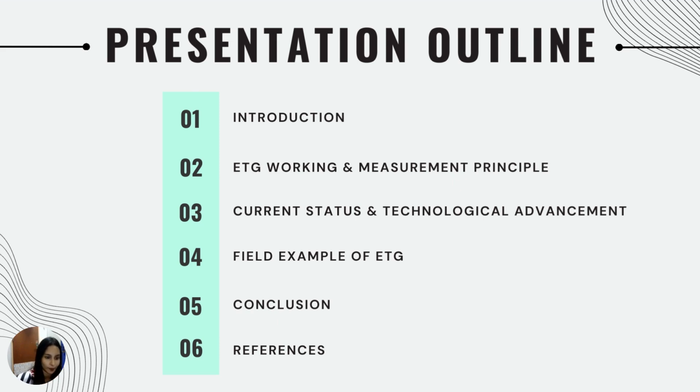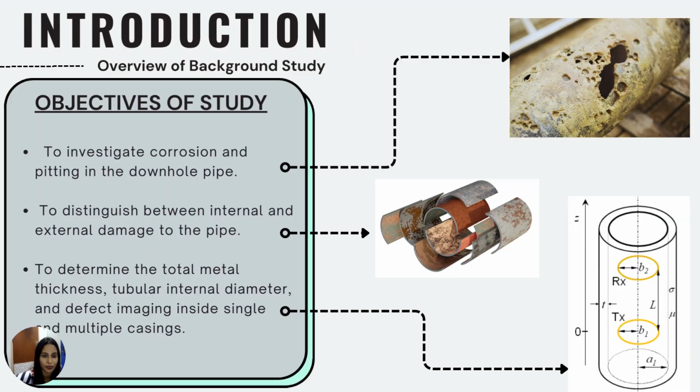all along the way. Beginning will be my introduction, which comprises the objectives of the study. This part is to investigate the corrosion and pitting in the downhole pipe, followed by distinguishing between the internal and external damage to the pipe. As we can see in the figure, we can spot the internal damage as well as the external corrosion. Basically, this is to identify the specific place and location of the damage caused by corrosion.